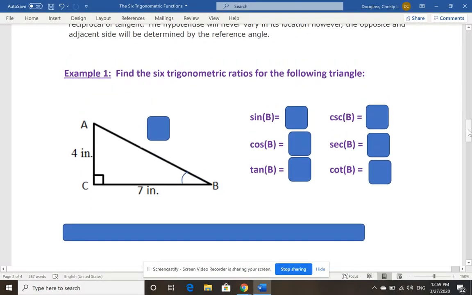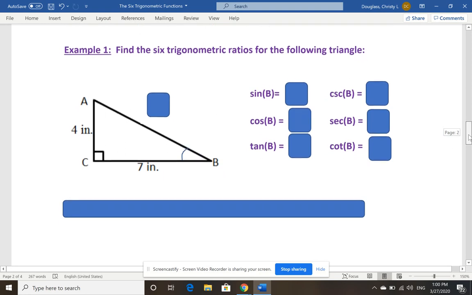So here we have a triangle and we want to find the six trig ratios. And I want you to notice that in the parentheses we have the letter B. That means that angle B is the reference angle that we're asking about in this particular problem. So if this is angle B, then 4 would be your opposite side, and 7 is your adjacent side. But we do not know the hypotenuse. That's okay, because we know the Pythagorean Theorem.